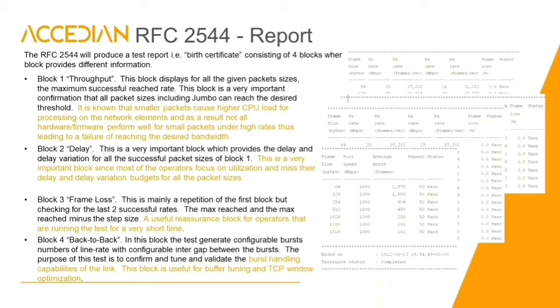The fourth block is the test where we generate configurable burst numbers of line rate with configurable inter-gap between the bursts. The purpose of this test is to confirm, tune and validate the burst handling capabilities of the link. This block is very useful for buffer tuning and TCP window optimization.